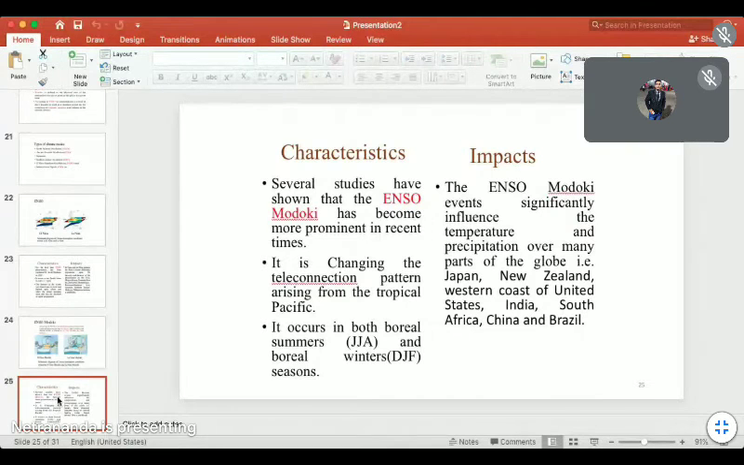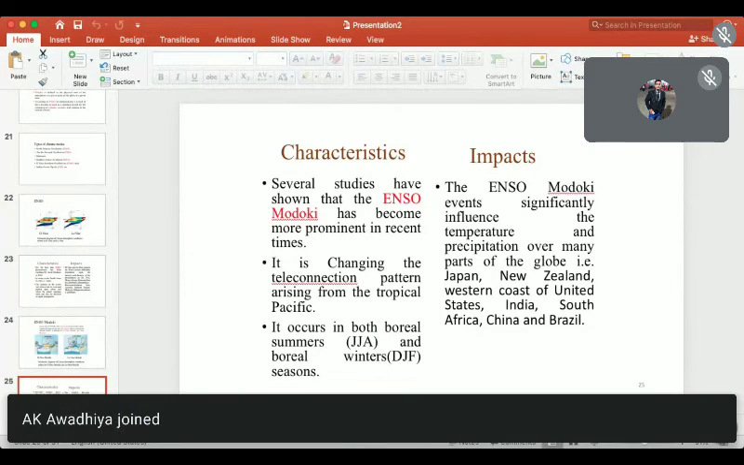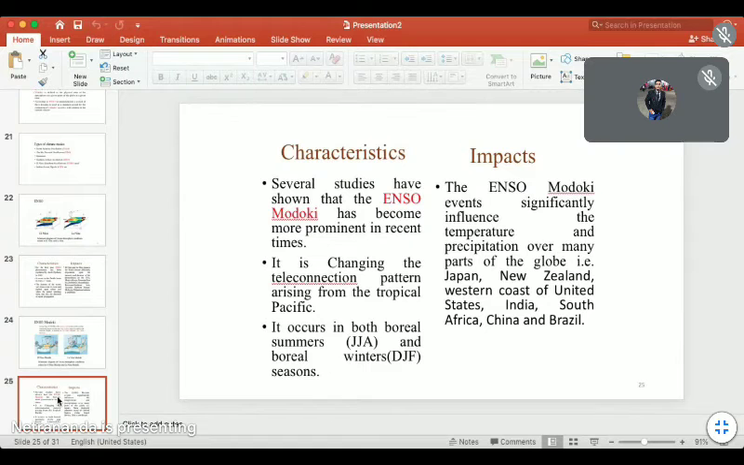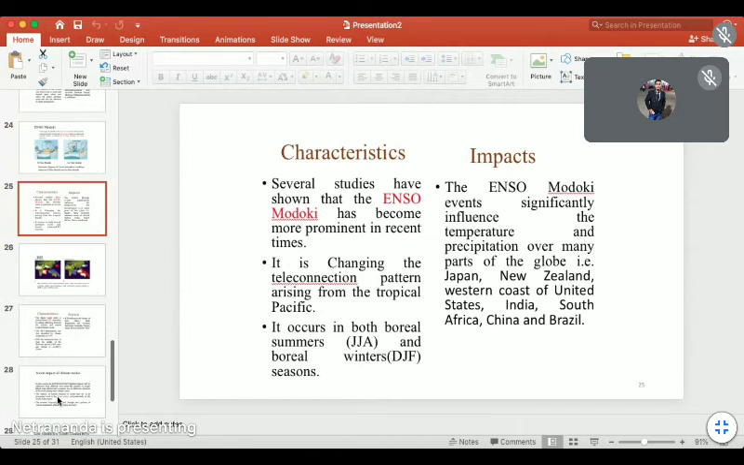And Indian Ocean Dipole, again, after this. So Modoki is boreal summer, June, July, August, and also boreal winter, like December, January, February. It starts similarly. That's why it is in more similarity, but there is a difference because of occurrence of special heating. The Enso Modoki events significantly influence the temperature and precipitation over many parts of the globe, like Japan, New Zealand, west coast of United States, India, South Africa, China and Brazil. These parts also it has influence.